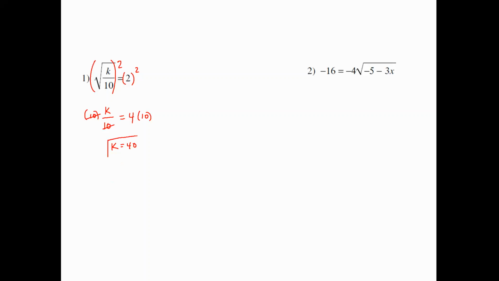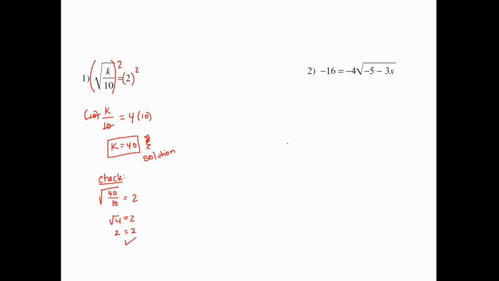Now the question is, is this a solution? So we need to check. And how do we check? We plug it back in and we find out whether both sides are equal to each other. So 40 over 10 equals 2. Well, 40 over 10 is 4, and the square root of 4 is 2, so 2 does equal 2. So yes, this one is a solution.